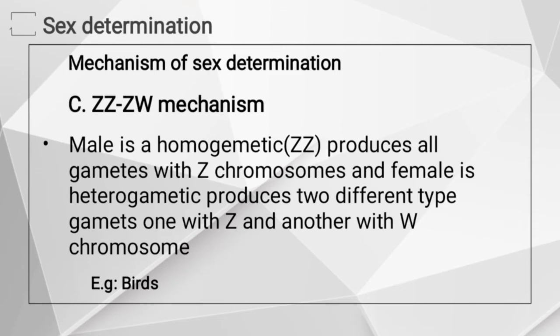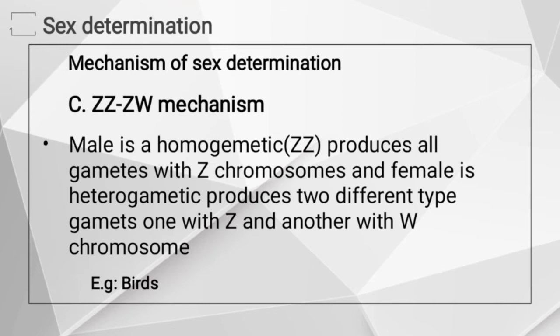Then what is the homogametic and heterogametic condition? Homogametic means the organism produces only one type of gamete with respect to determination of sex. Whereas heterogametic means the organism produces two types of gamete with respect to determination of sex.